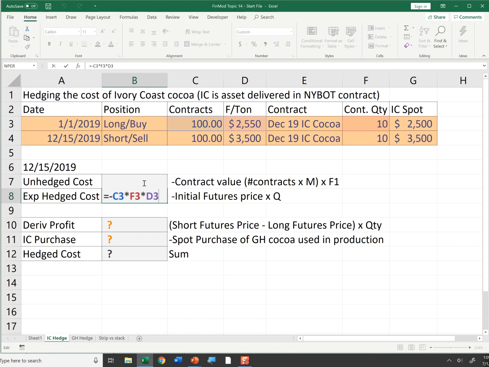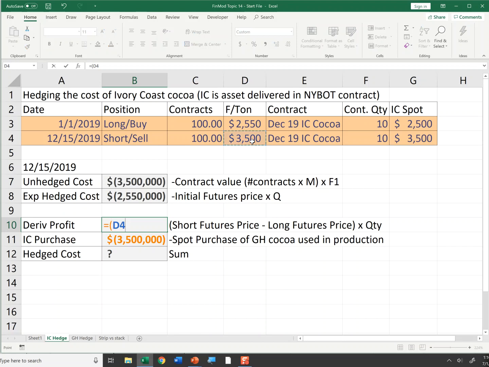But they have a futures contract that guarantees them the price of $25.50. So they are locked in to $2,550,000. However, this contract is not for a physical delivery of the asset. So what Hershey is actually going to do is they're going to purchase their cocoa for $3.5 million. However, they're going to get a check from the exchange based on the difference in these two futures prices.